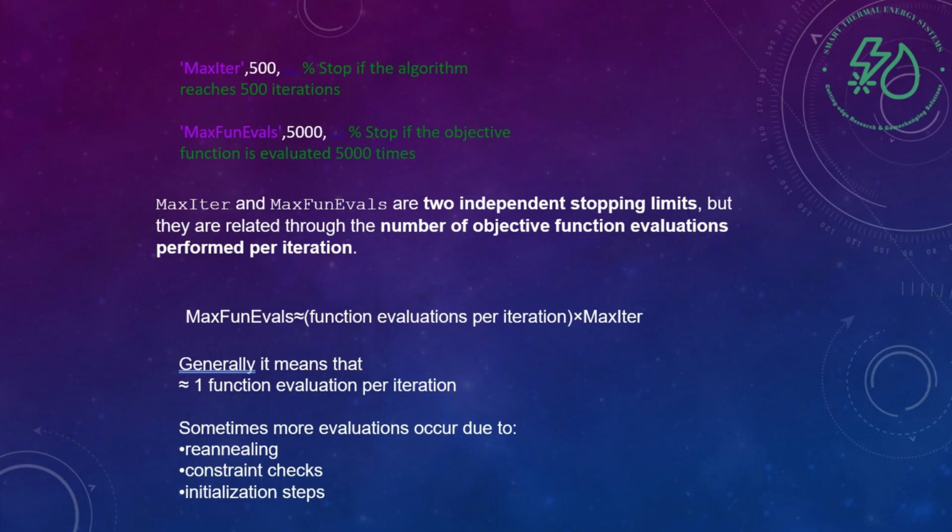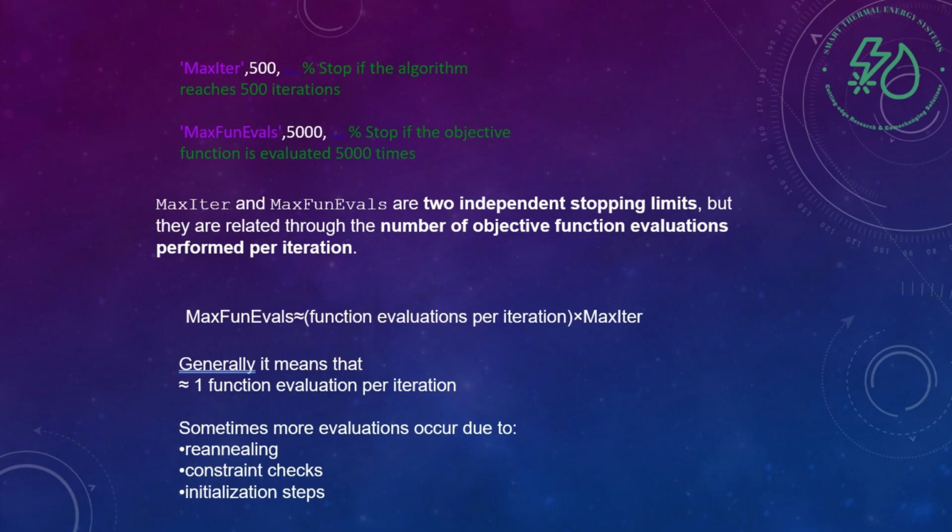Define 500 and 5000 times. The first one is a stop if the algorithm reaches 500 iterations, and the second one is a stop if the objective function is evaluated 5000 times. Max iteration and the max function evaluations are two independent stopping limits, but they are related through the number of objective function evaluations performed per iteration.